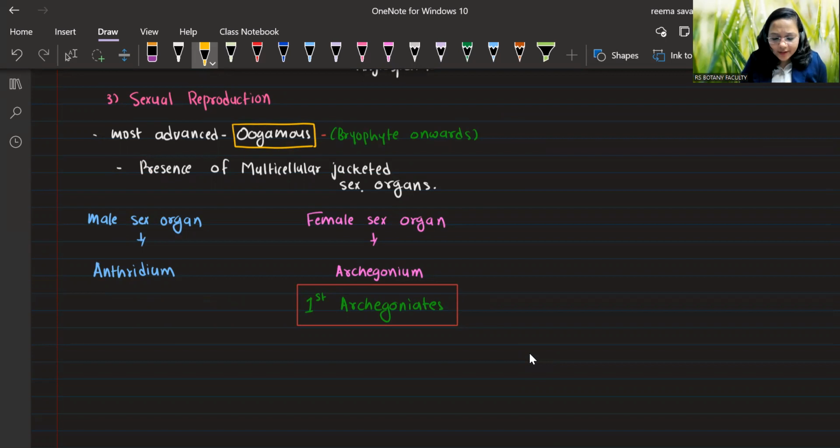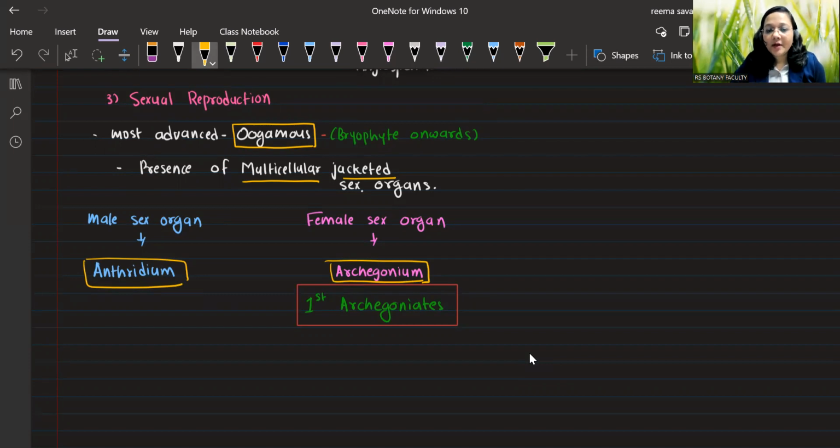Here, there are multicellular jacketed sex organs. In algae, we have studied they have unicellular sex organs, but here they have multicellular and jacketed sex organs. We will study details of the sex organs. Their male sex organ is known as antheridium and their female sex organ is known as archegonium. In algae, antheridium was there in Chara, but archegonium first developed in bryophytes. So bryophytes are also known as first archegoniates.